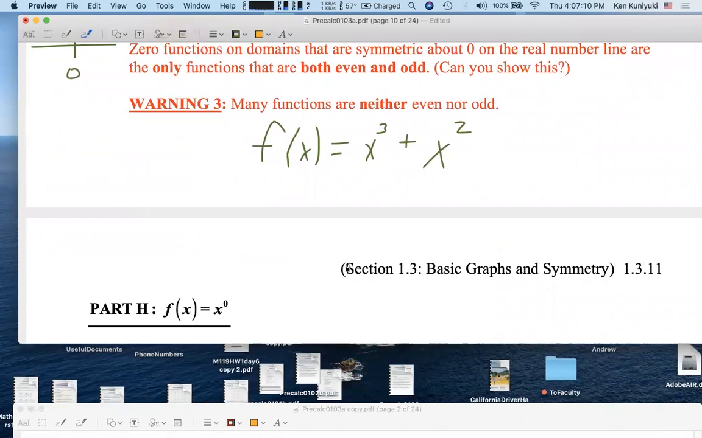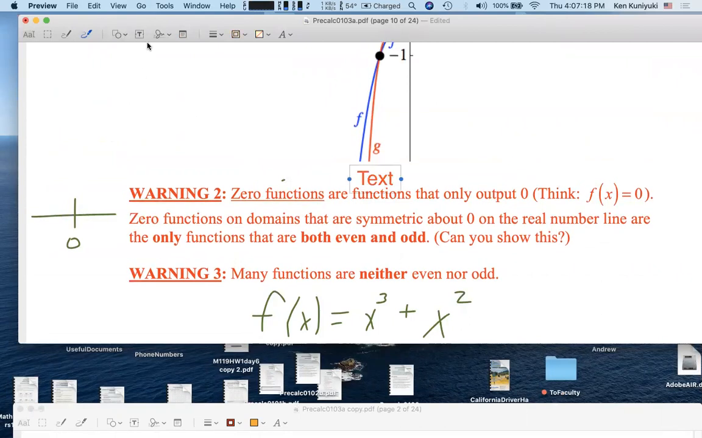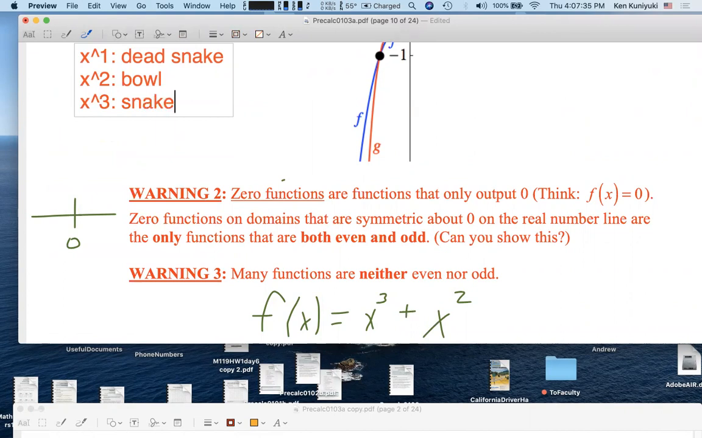Next up, more powers of x. By the way, at this point, you should be able to graph anything of the form y equals x to a positive integer. What's the graph of y equals x to the first? It's a line, a dead straight snake. How about y equals x to the second? That's a bull. In fact, it's a parabola. Y equals x to the third. That's a rising snake. That's curvier.